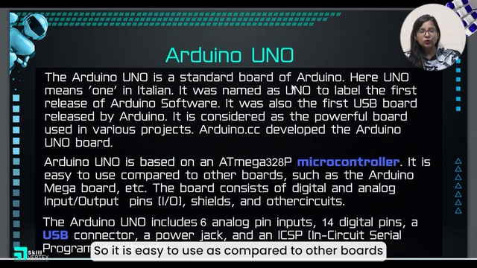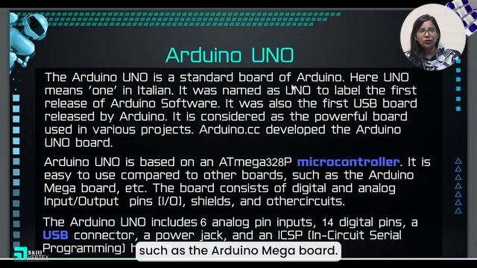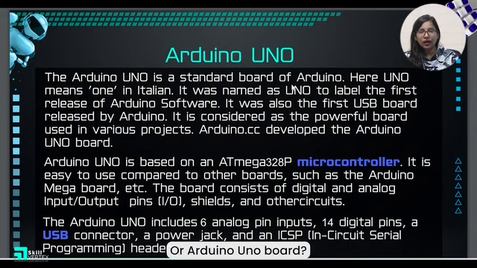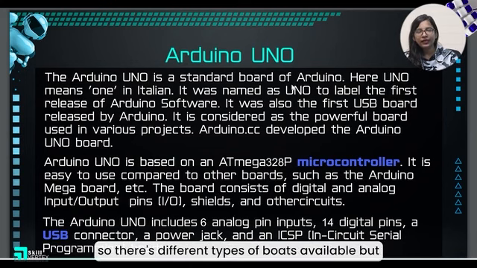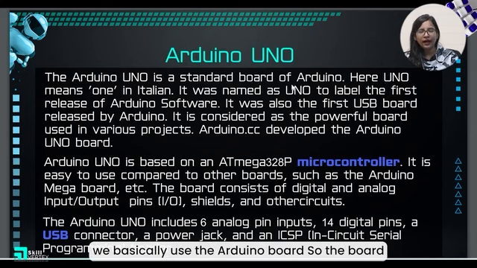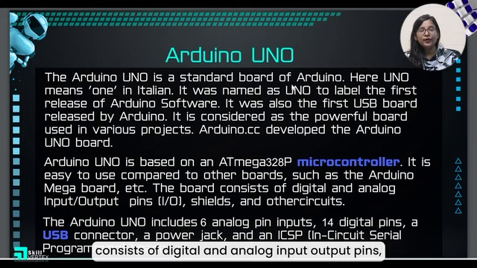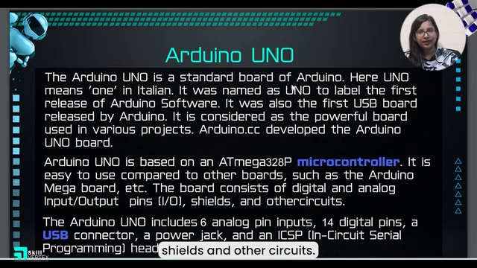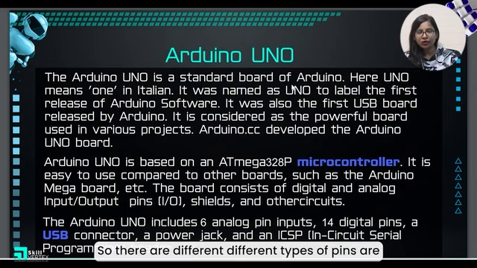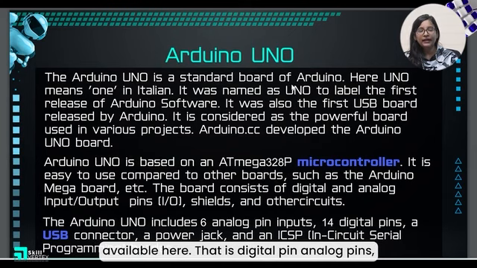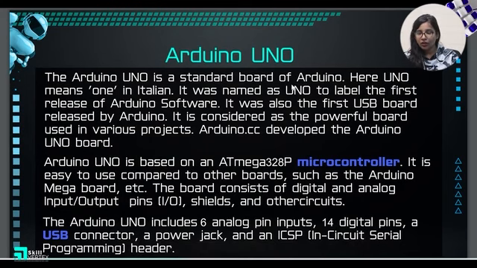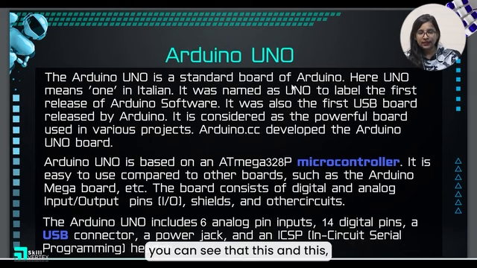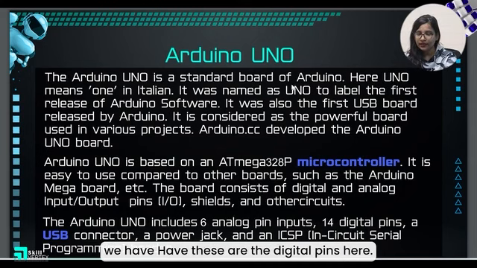It is easy to use compared to other boards, which is why it is preferred for beginners, such as the Arduino Mega board or Arduino Nano board. There are different types of boards available, but we basically use the Arduino Uno board. The board consists of digital and analog input-output pins, shields and other circuits. So different types of pins are available here: digital pins, analog pins, input-output pins and other types of circuits.